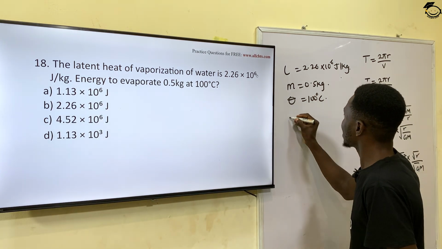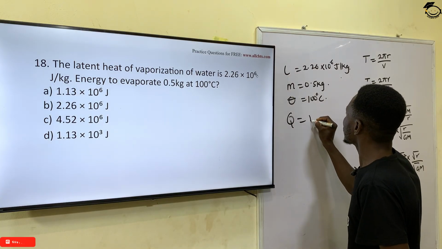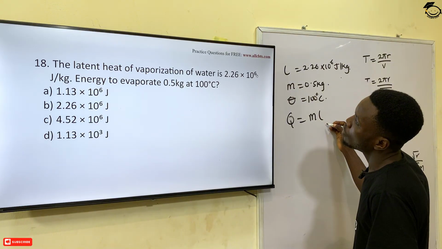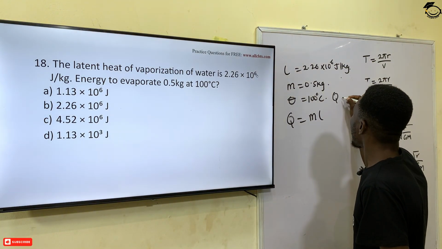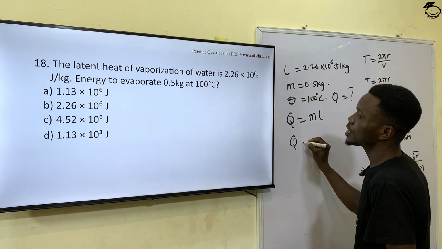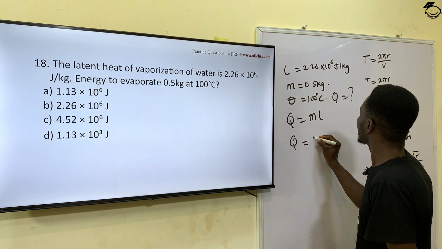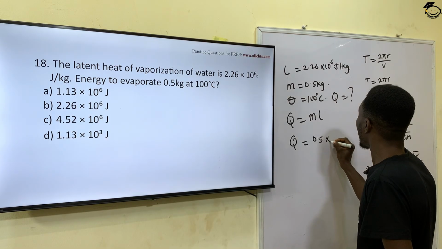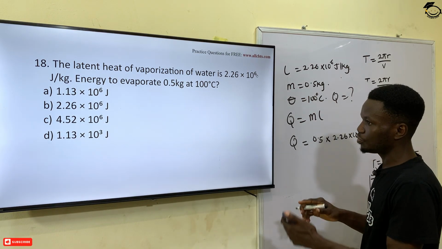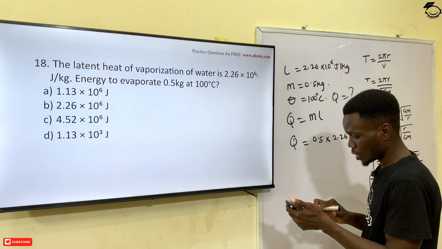So this means that my quantity of heat is equals to what? ml, because in the question they said the energy to evaporate 0.5 kg is dash. So the energy is unknown, which is what? Quantity of heat. So my quantity of heat here is going to be 0.5 times 2.26 times 10 raised to the power 6, which will give me 2.26.